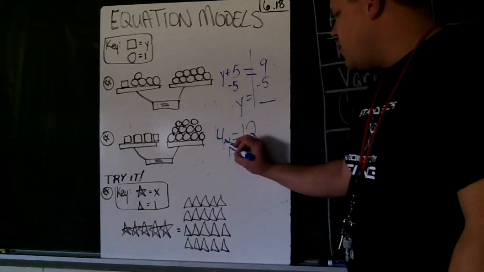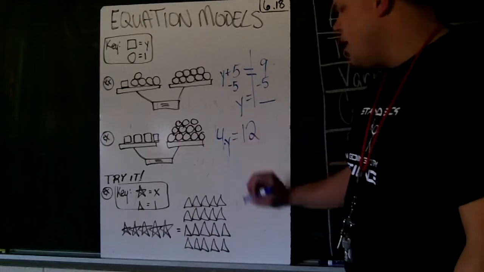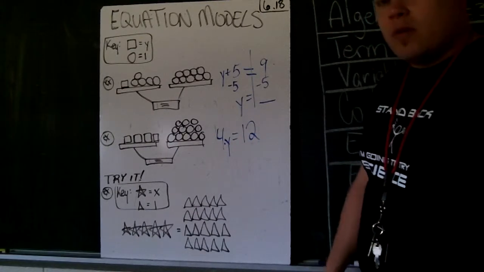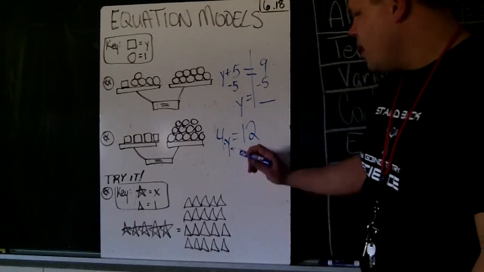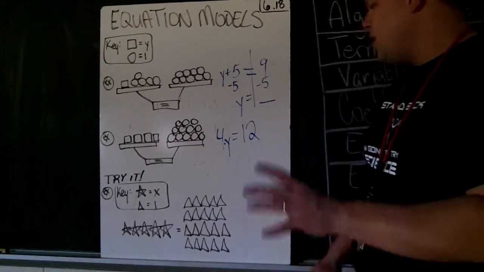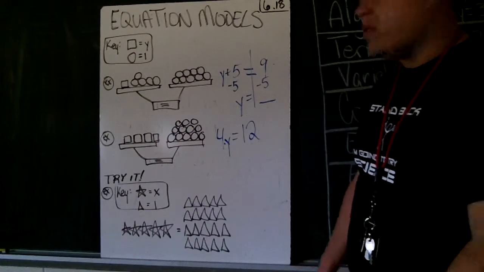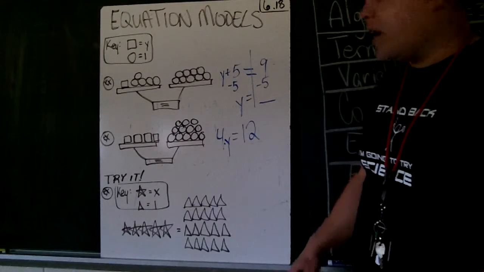We always say that between the coefficient and the variable I have a multiplication symbol. It's invisible. It's not always there. But we know it's there. It's understood to be there. And so the opposite of multiplication is division. So to get rid of that 4, I have to divide.